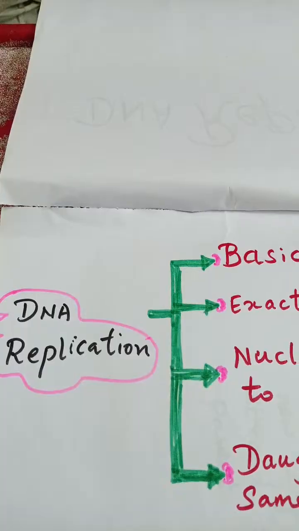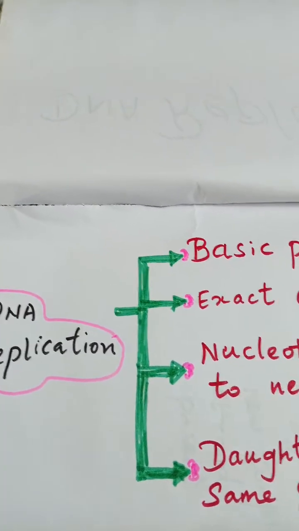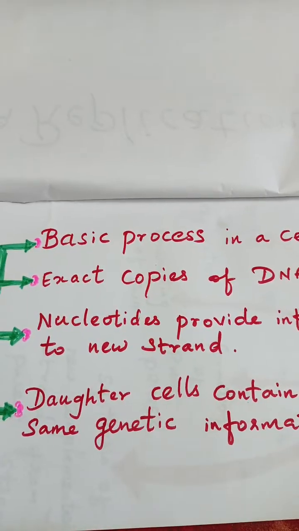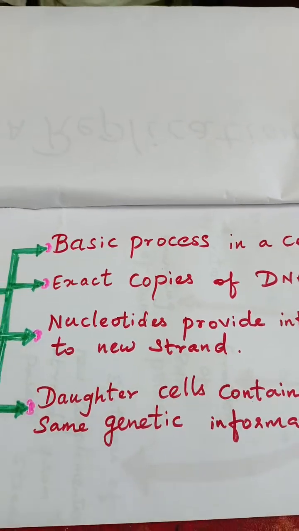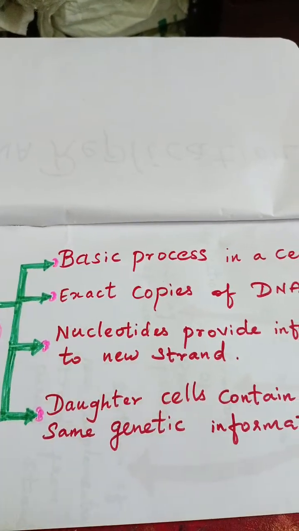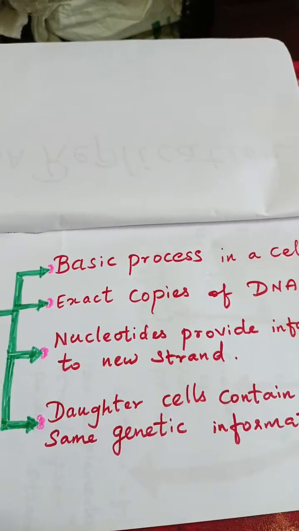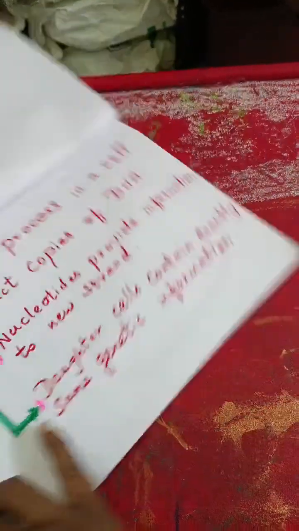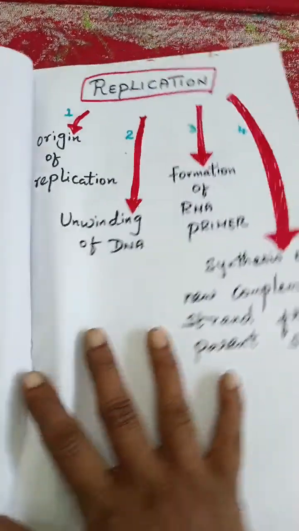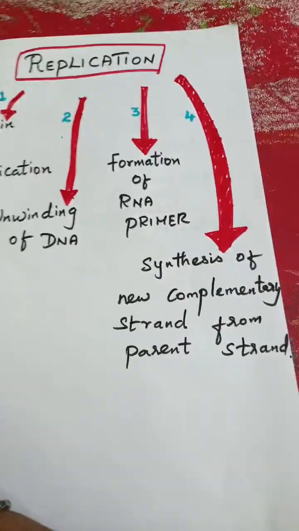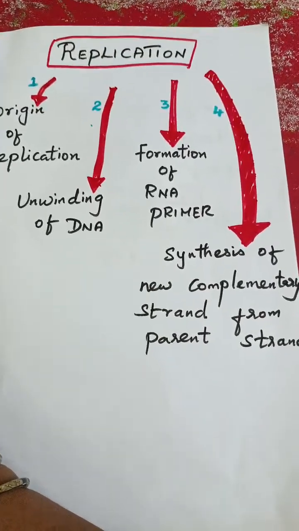Am I clear? Okay. So let me explain the replication process in outline form to you, so that before understanding the entire process, you will know the steps, the outline of DNA replication. Is that clear? Now, see, this is the replication. What are the steps involved during this process?